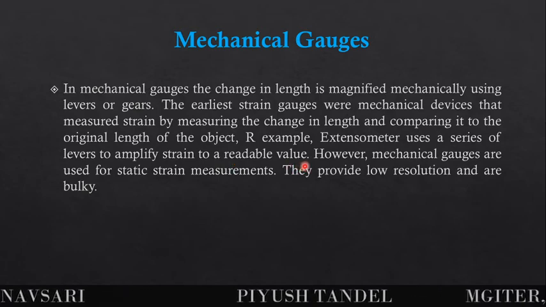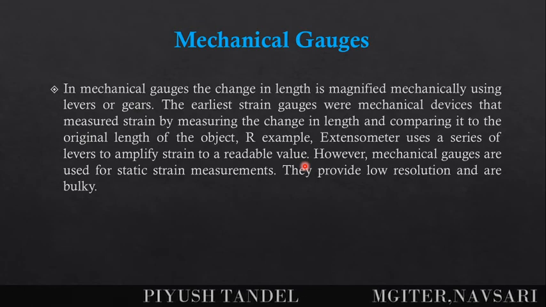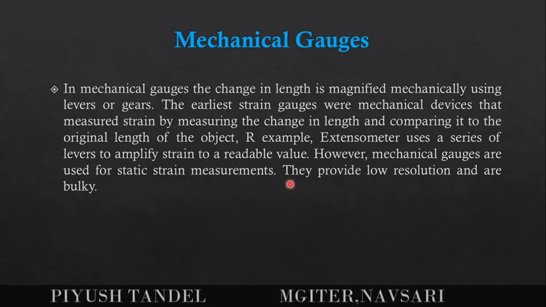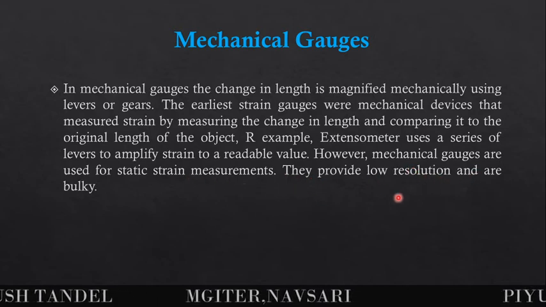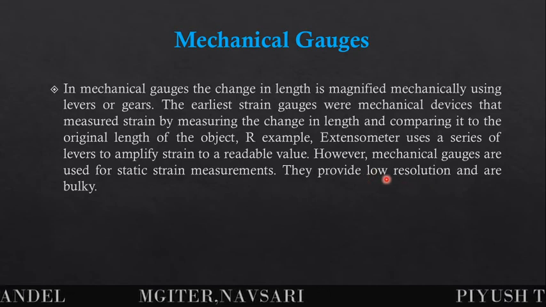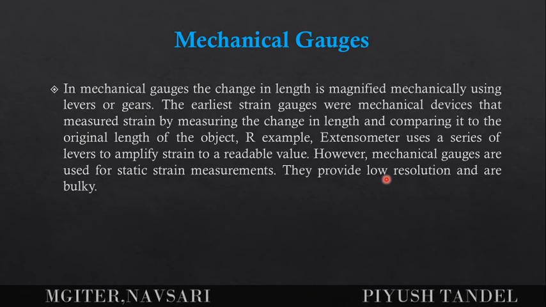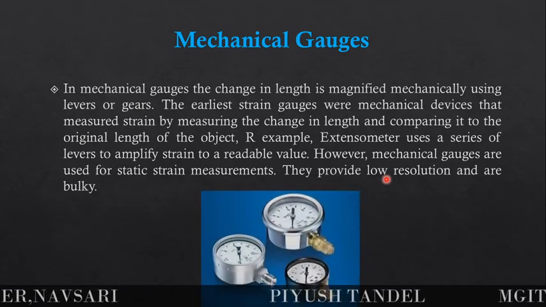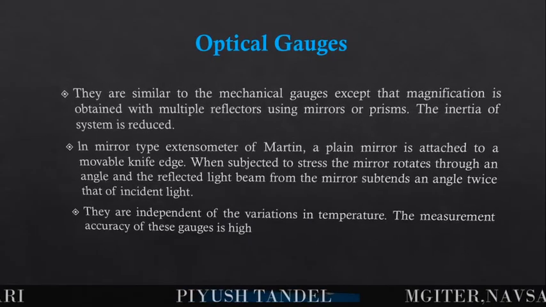Actually the value of that mechanical displacement is very small, so we need to amplify it for a readable scale. However, mechanical gauges are used for static strain measurement. They provide low resolution and are bulky, because the resolution of a mechanical gauge is very poor. That's why we can very rarely use the mechanical gauge in our electrical system. Now this is how a mechanical gauge looks. And next one, that is the optical gauge.